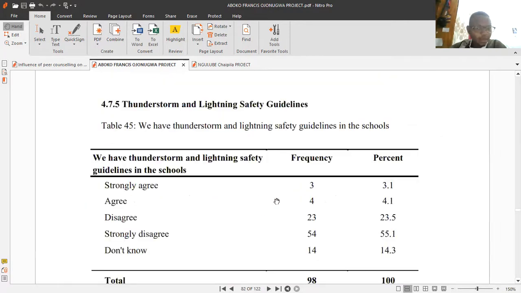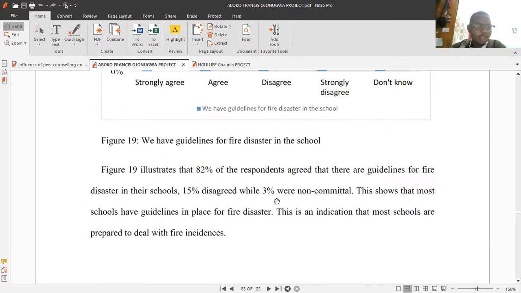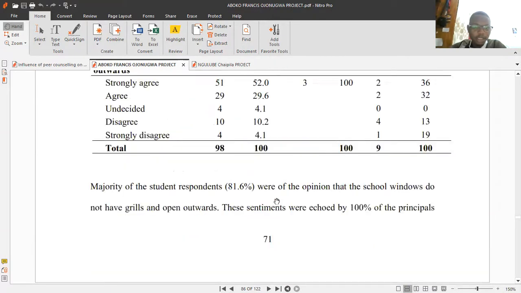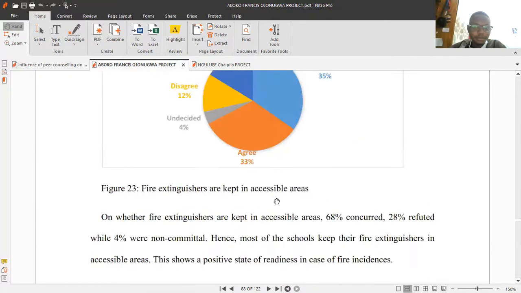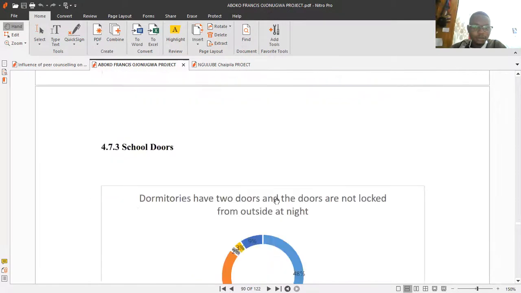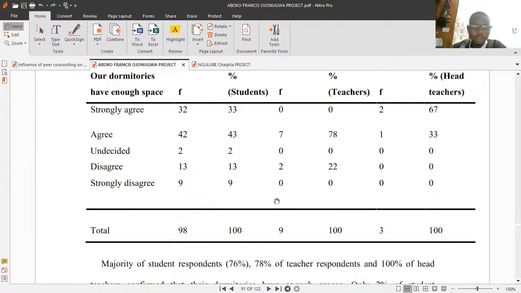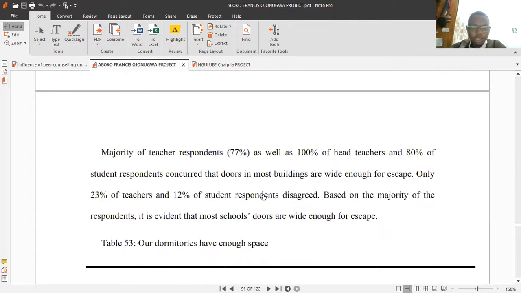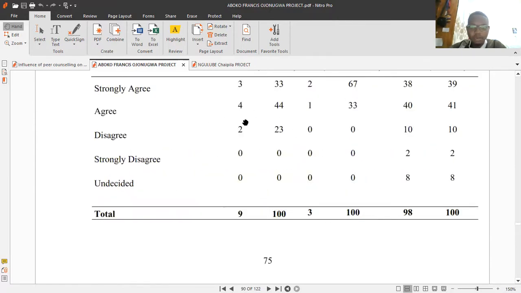Just putting them, the data analyzing, just that. All the information is here. Just put them down and then analyze. For example, here, you have everything. You bring everything down.